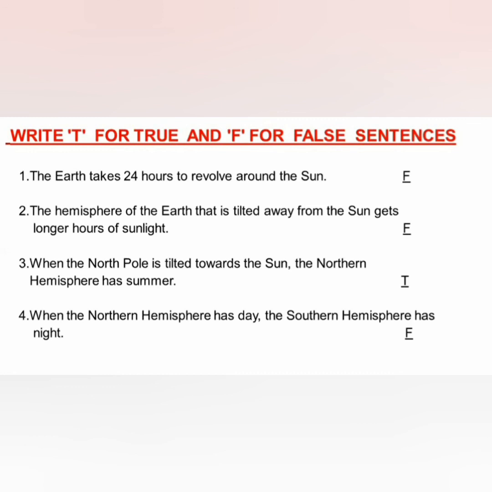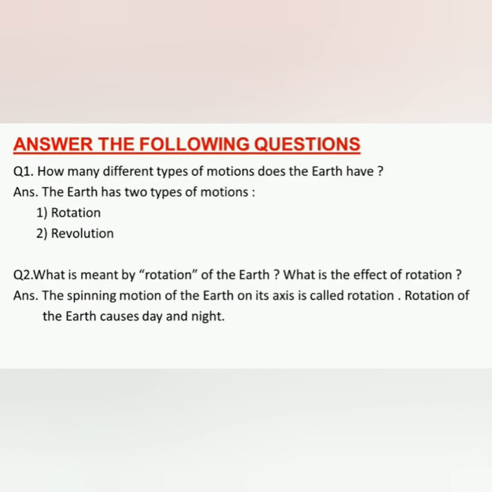Next exercise, answer the following questions. Question 1. How many different types of motions does the earth have? And I hope you all know the answer. The earth has 2 types of motions. First, rotation. Second, revolution.